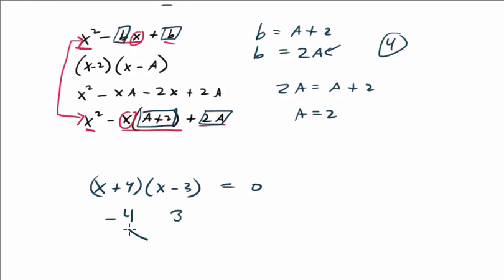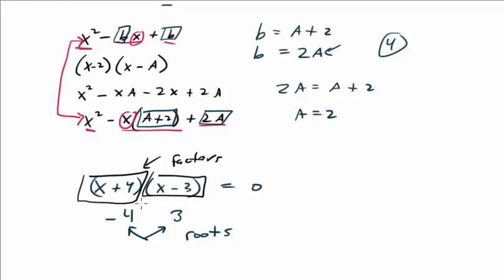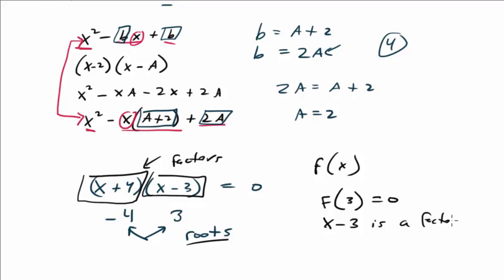So we know that these are both solutions. They're both roots. That also means that x plus 4 and x minus 3, these are both factors of the function. So you'll see questions on the test, for example, if they give us a function f of x, and then we're told that f of 3 equals 0. That means that 3 is a root. We also know that x minus 3 is a factor. Factor and roots, those are really words of art.